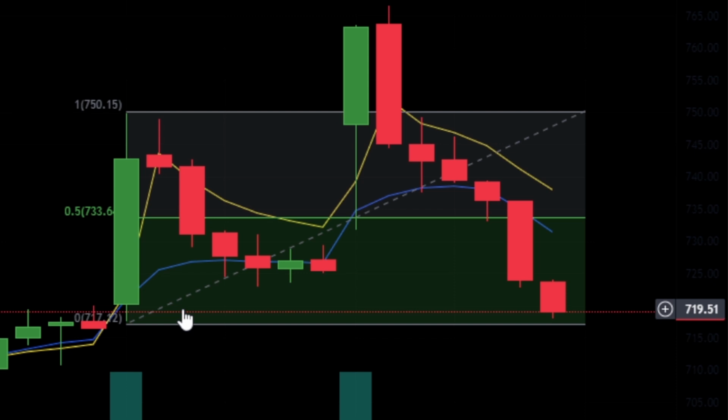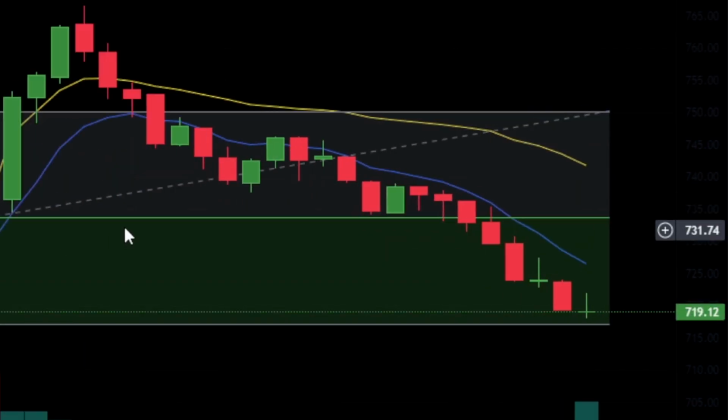Trading is about risk and managing risk and managing losses. That's it. That's as simple as trading is. But let's go down to look at like the 15-minute chart and see how this played out.